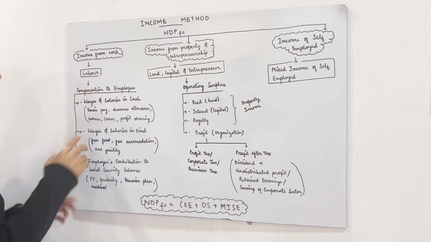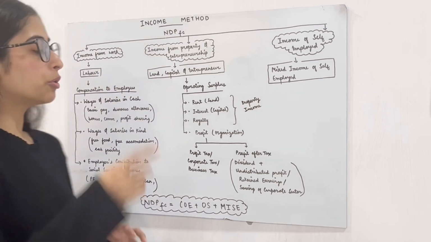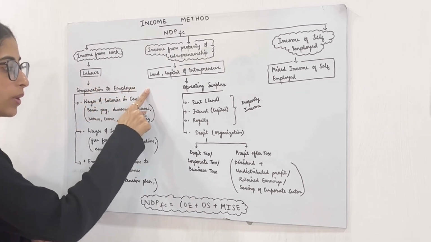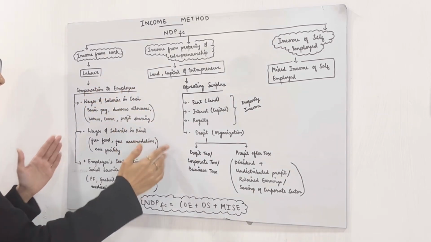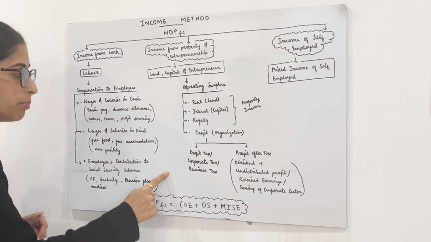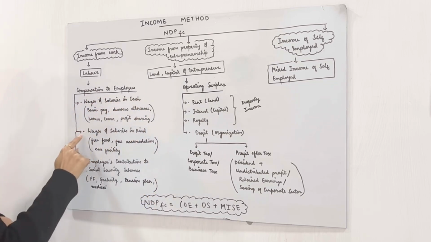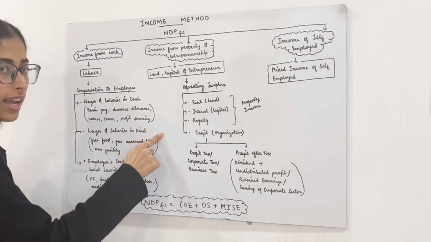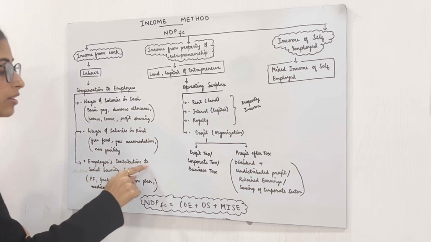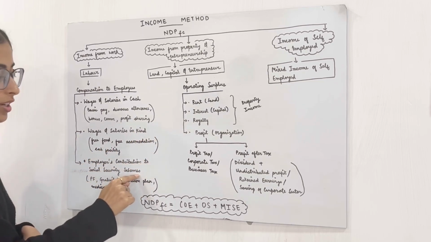So income from work is generated from labor. Here employers are entitled to provide compensation to employees. So compensation to employees can be further divided into 3 parts. Firstly, wages and salaries in cash, second, wages and salaries in kind, and third, employers' contribution to social security schemes.